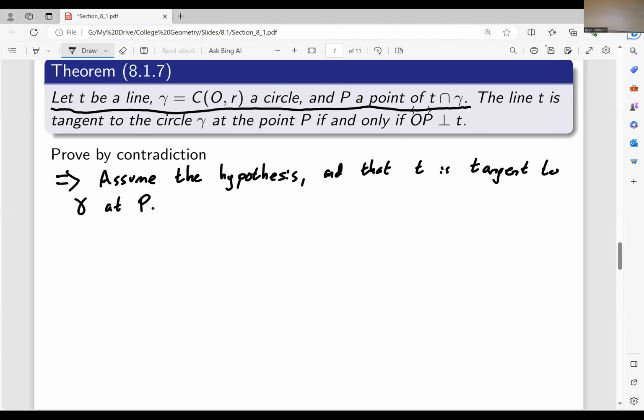Okay. So again, we have our circle. O is there. P is there. And then we've got OP. Well, we can always drop a perpendicular from O to the line T, right? So drop a perpendicular. There we go. Now, let's call the point Q.